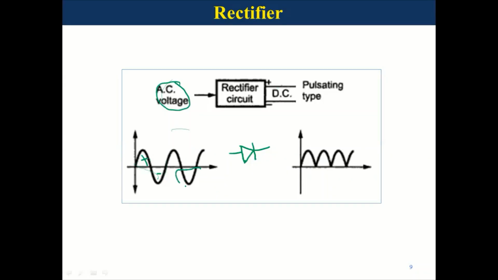meaning this negative portion is completely clipped out, or the negative may be converted to positive, and hence at the output of the rectifier there is a pulsating DC which consists of more AC component. That's why the output of this rectifier is again given to a filter.